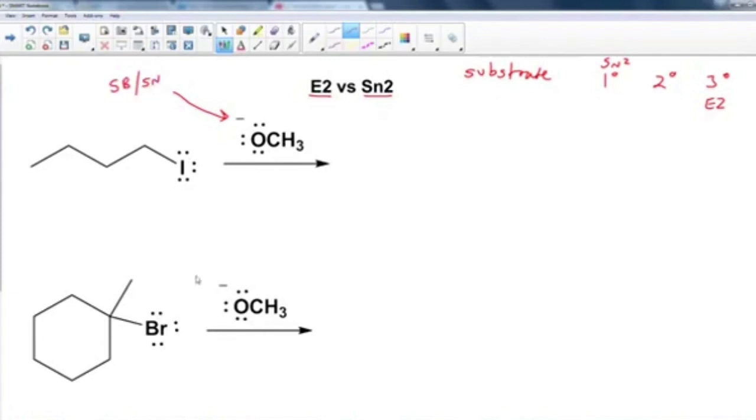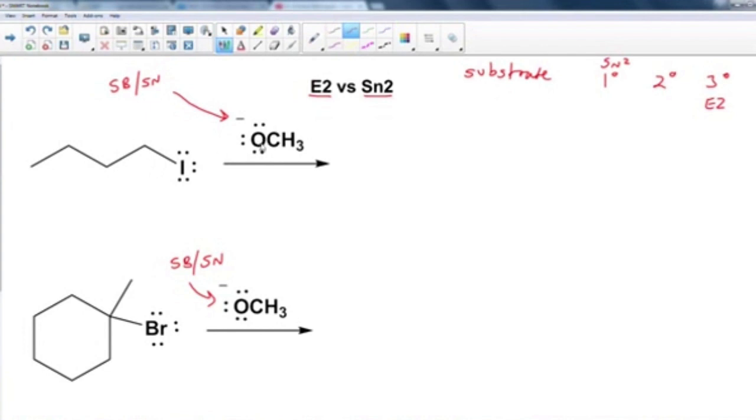So this guy classifies as a strong base and a strong nucleophile. In effect, it's exactly the same thing as down here. So you can see that this is a strong base and a strong nucleophile, but that doesn't really tell us whether it's going to be elimination or substitution. The substrate, that's why the substrate is so important, is the thing to consider first.